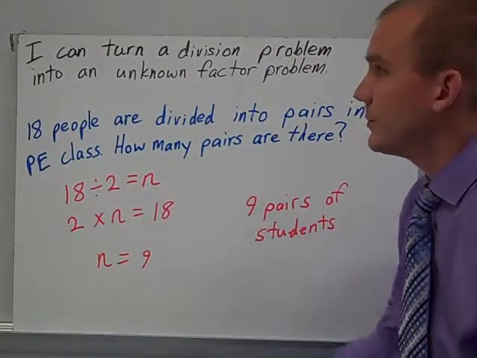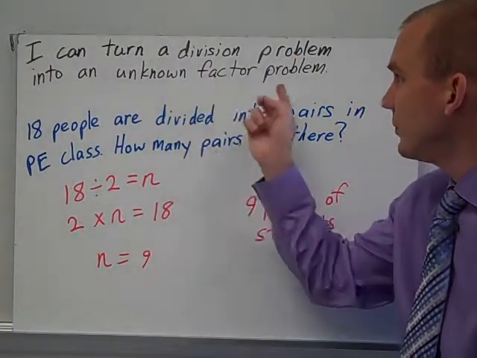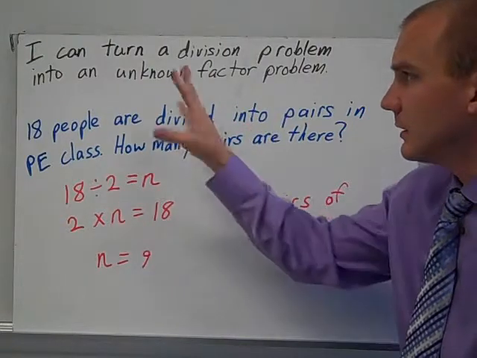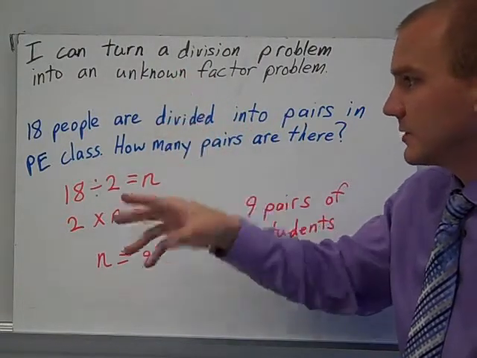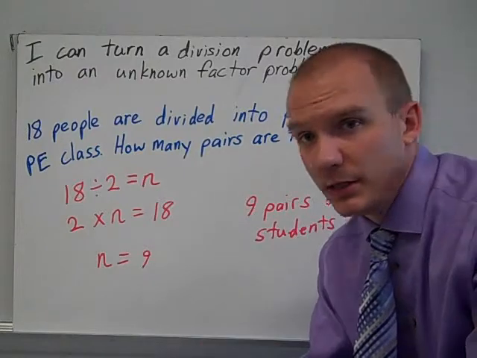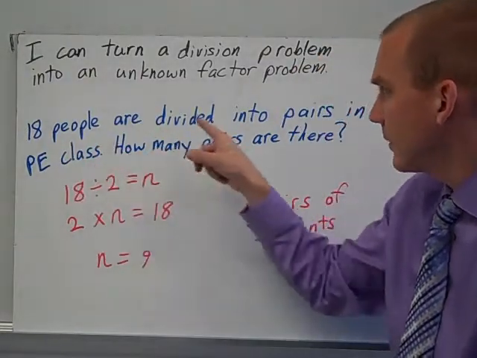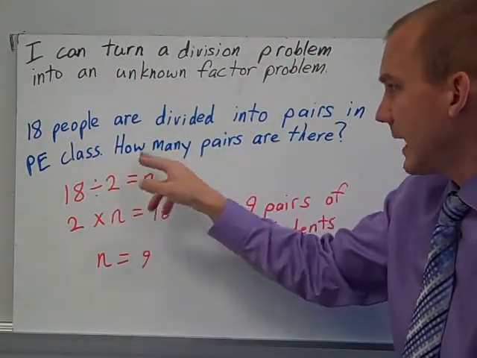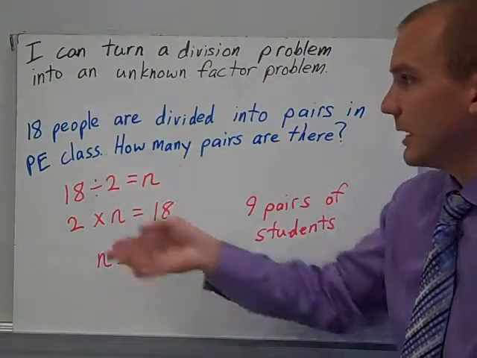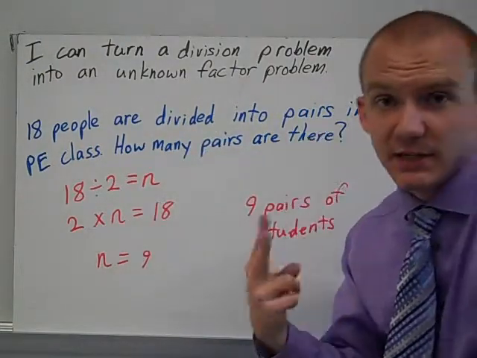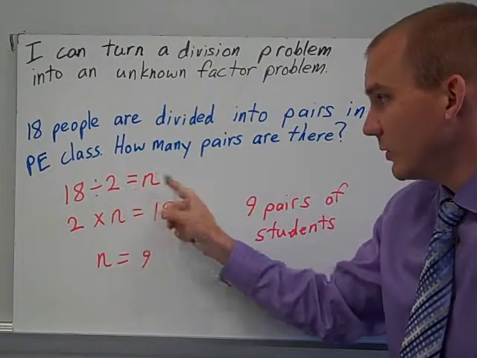I can turn a division problem into an unknown factor problem. Now, this is a little bit more complicated than it sounds, and we're going to go into depth as to what I mean here. 18 people are divided into pairs in PE class. How many pairs are there? So you start out with 18 people divided into pairs, that's 2. So 18 divided by 2 equals n.